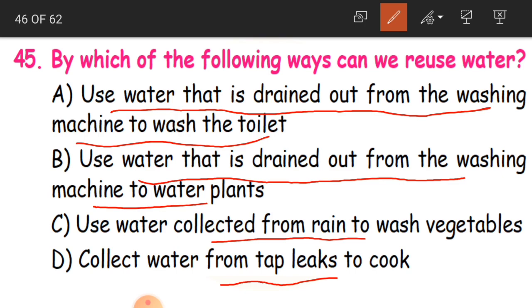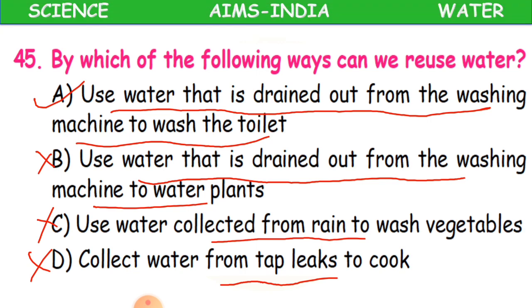See children, we cannot do these three. The only thing is the first one, that is A option. Use water that is drained out from the washing machine to wash the toilet. Actually, the drained out water of the washing machine has some surf water, like detergent water, which we can use to wash the toilets. You get the water and also the liquid, whatever liquid we use to clean our clothes. That liquid again we can use to clean our toilets. Even water is saved, even the liquid is saved. So here mostly we are talking about the reuse of water. So A option is the correct one.